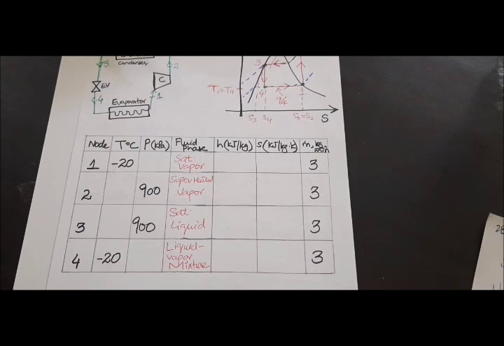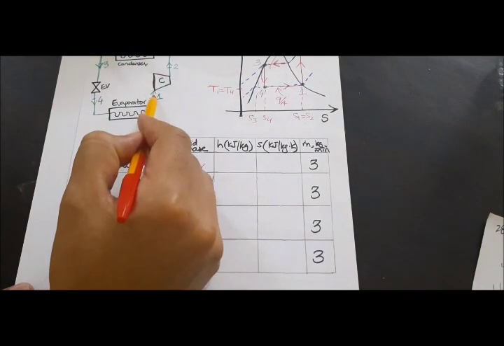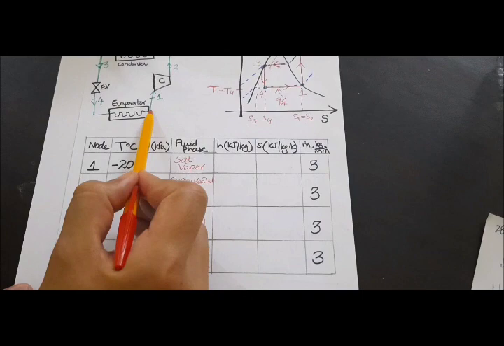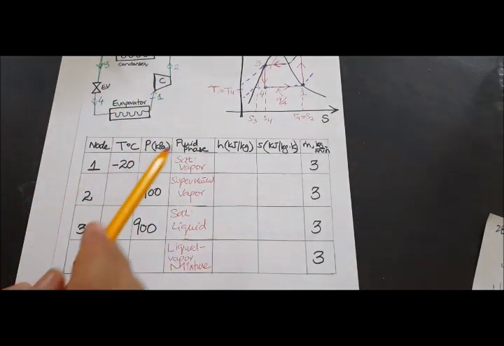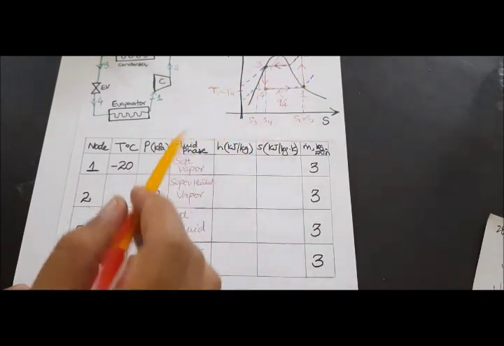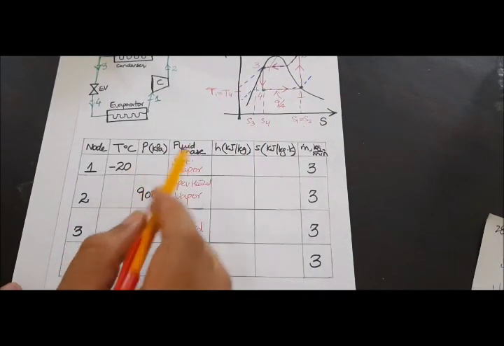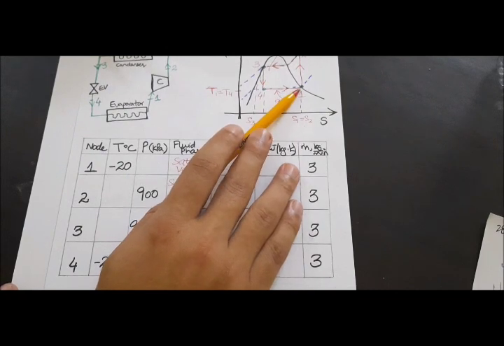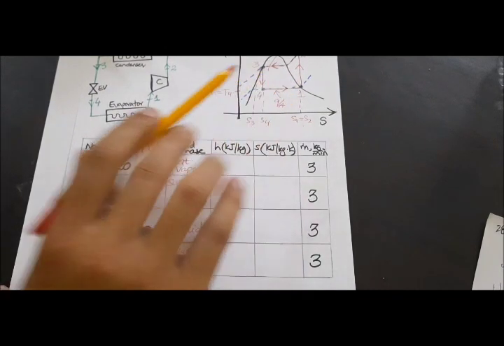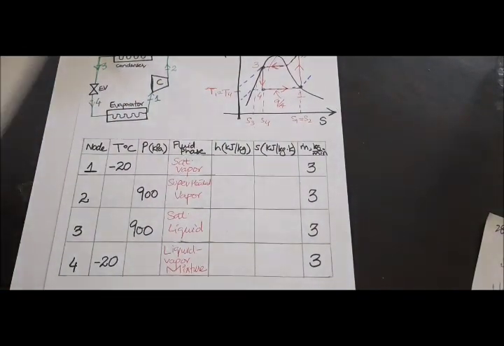First, at node 1, there is an evaporator exit, or you can see that there is an inlet to the compressor. Either you can say exit of evaporator 1, or you can say inlet to the compressor. Now at 1, it is minus 20 and it is saturated vapor. Since it is saturated vapor, it is lying on the saturated vapor line, so we are going to use these tables.